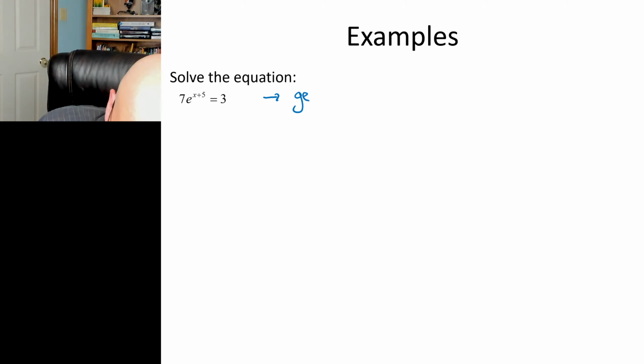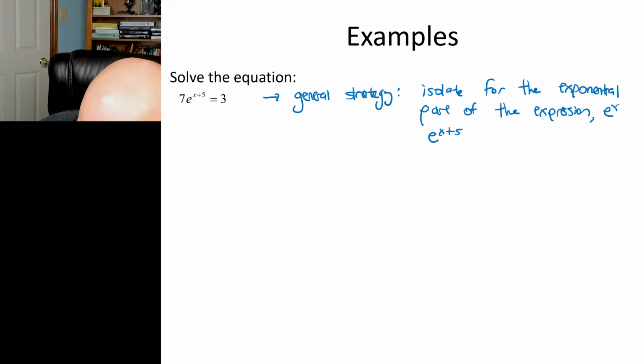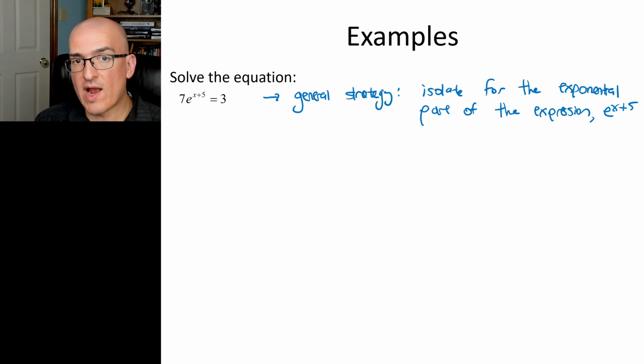General strategy. Isolate for the exponential part of the expression. So in this case, this means e to the x plus 5. So we want to isolate for that first. You'll see why in a moment.